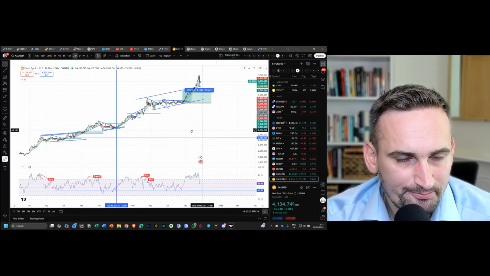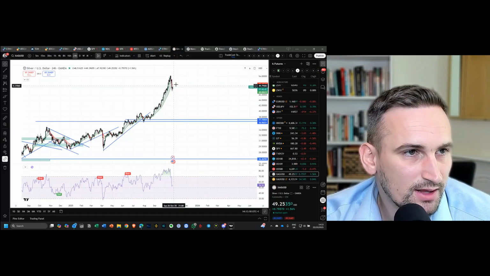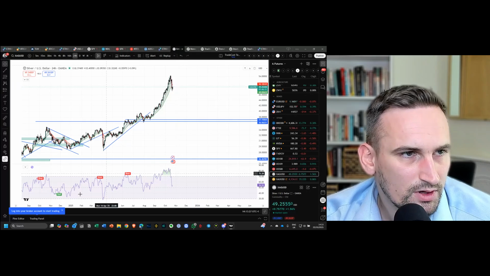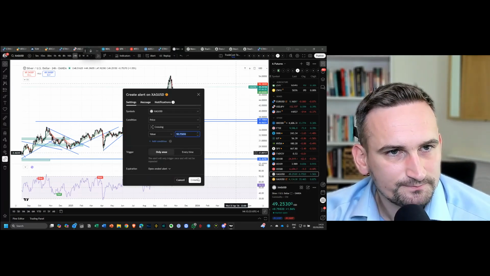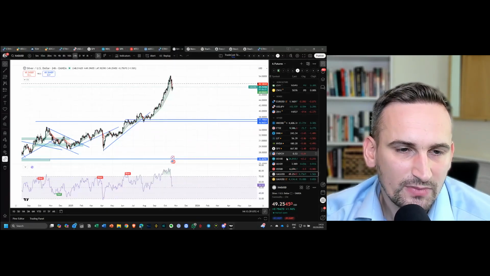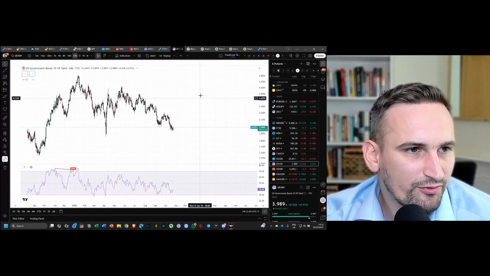Silver. Let's look at silver here. So we have silver bouncing. We're going to get probably a rejection around here. I just want to put an alert around the 49 level, maybe even 50 level there on that one. I want to look at bonds actually and see how they're performing.